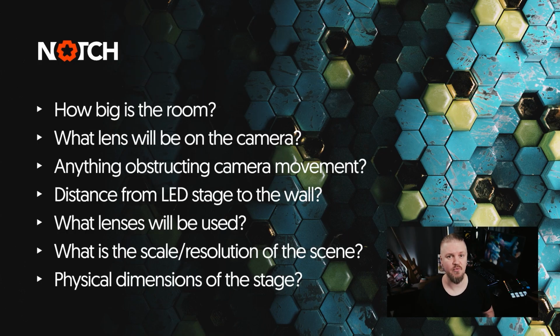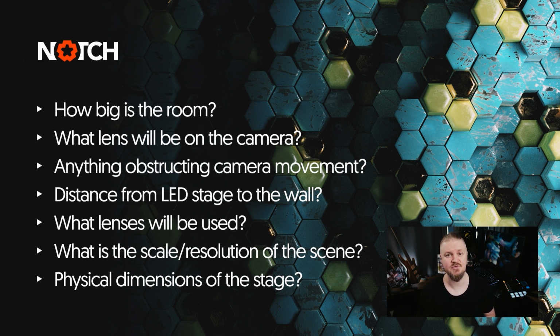Here is a little checklist of what to ask for from the studio or space when you head into pre-production. How big is the room? What lens will be mounted on the camera? Is there enough space behind the camera to move far enough back in case of a lens with a long focal length? Is there anything obstructing movement of a camera, such as other equipment, pillars, trusses? What is the distance from the edge of your LED stage to the walls of the room? What lenses will be used? At some point you will need to match the focal length of your physical and virtual cameras, and knowing this early informs your creative choices.